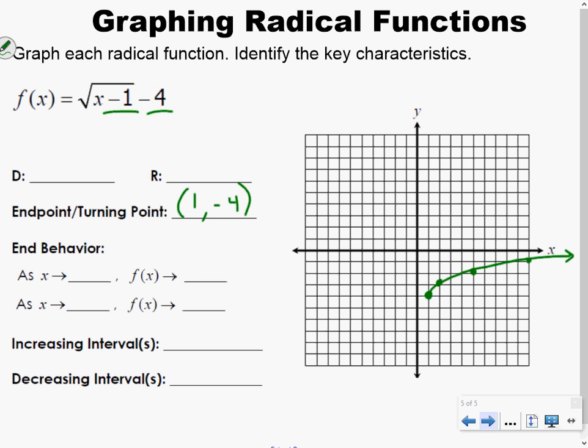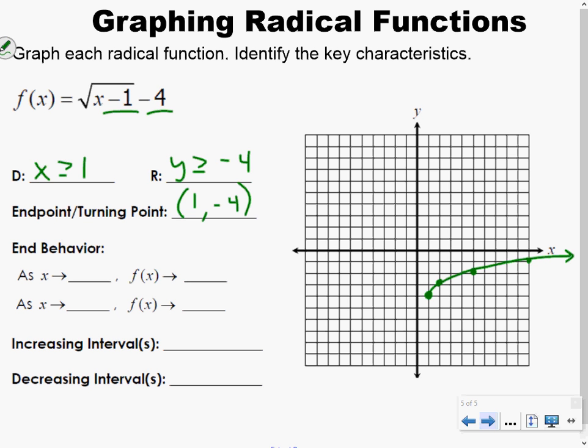So here's my function. Now, because the endpoint was moved, that's going to affect my domain and range. The domain would be x values greater than or equal to 1. And then my range would be y values greater than or equal to -4.